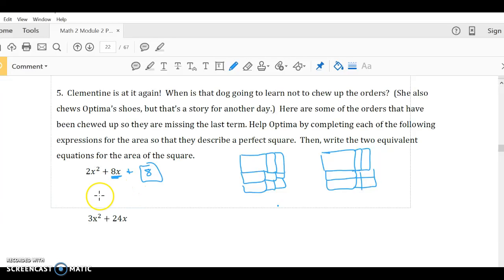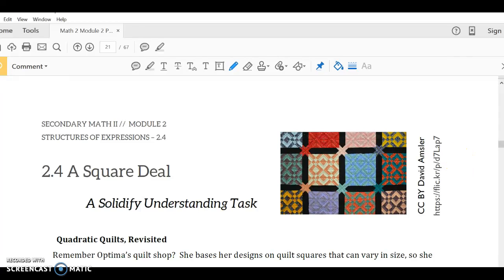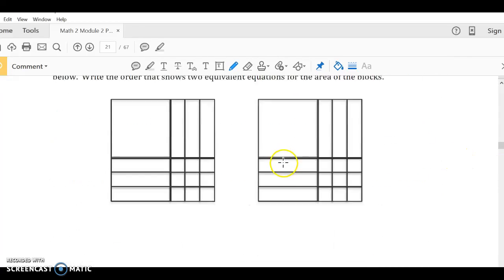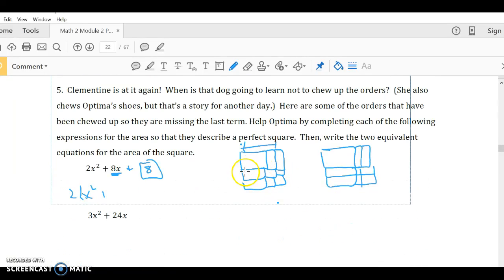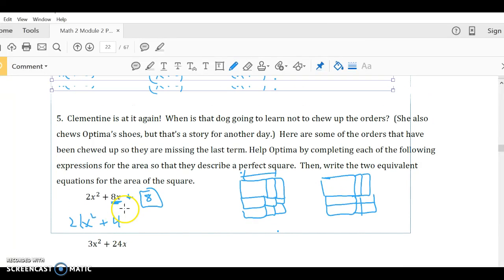So if we talk about this logically, what are we basically doing? Well, how many squares am I making? 2. What is the dimension of each square? Well, the dimensions are x plus 2. So we have x squared in one, and then we have 4 x's in another one, 2 on each side.